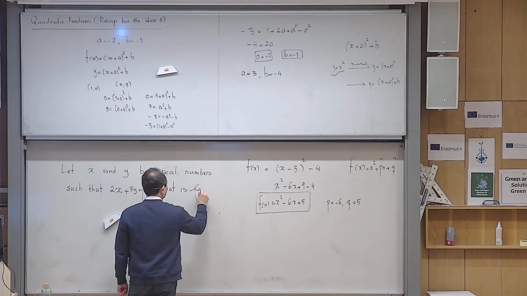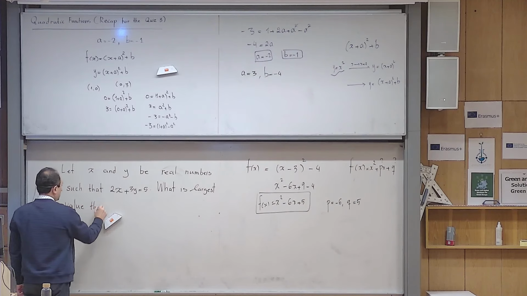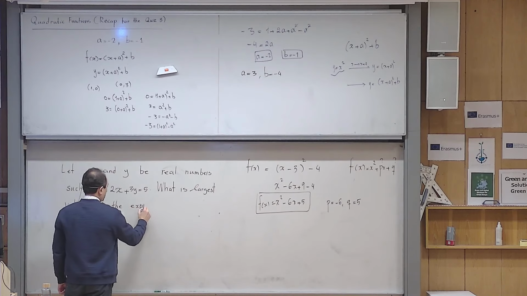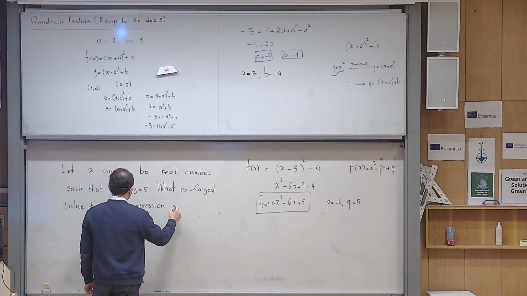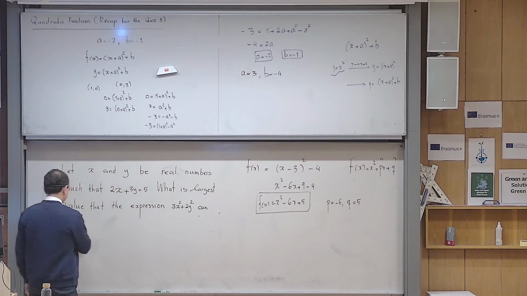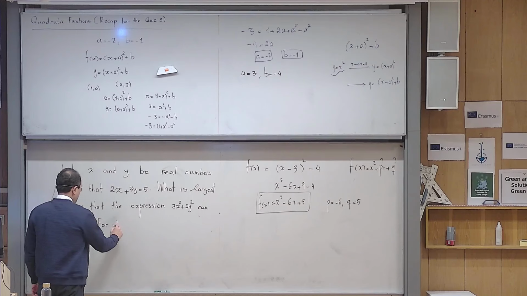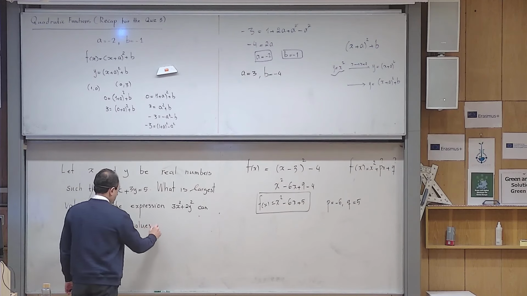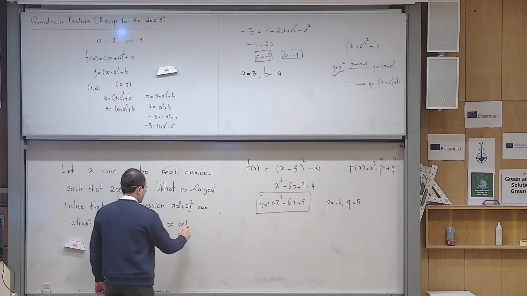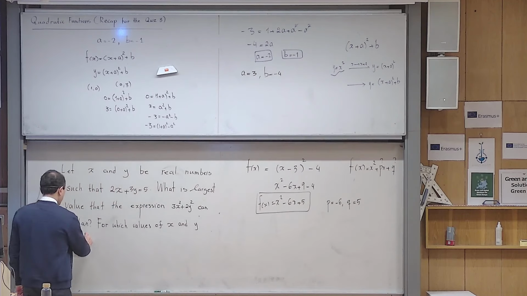What is the largest value that the expression, let us say for example 3x squared plus 2y squared, can achieve, can attain? For which values of x and y this?